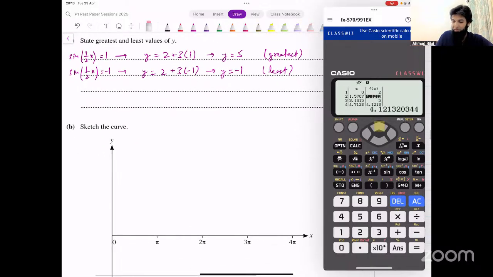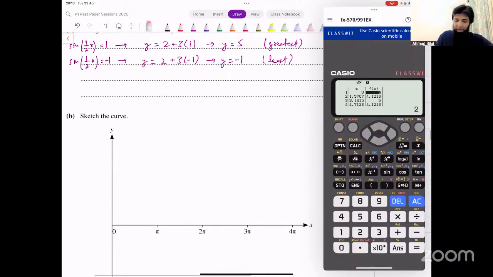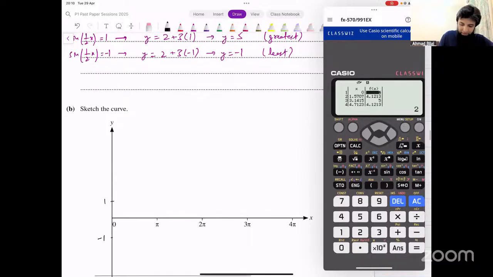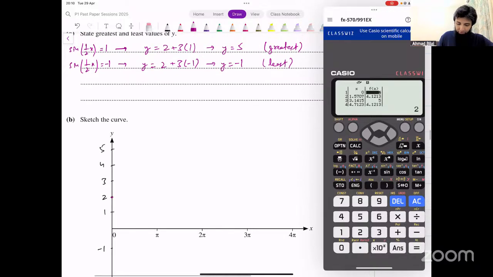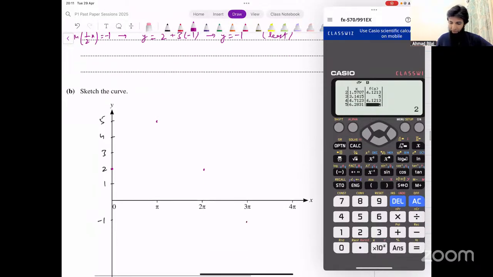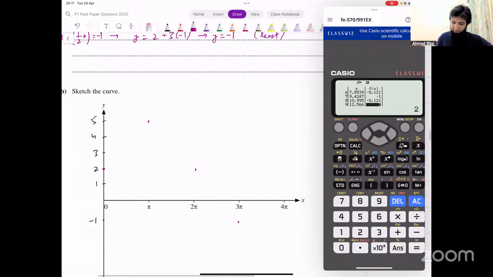Now for the graph, let's plot those values. At 0, we've got 2. So we have to go from -1 to 5 on the vertical axis. Let's mark those points. This is 2, this is 3, 4, and then 5. At 0, we've got 2. And then at pi, we have 5. At 2 pi, we have 2 again. At 3 pi, we have -1. And then at 4 pi, we've got 2 again.